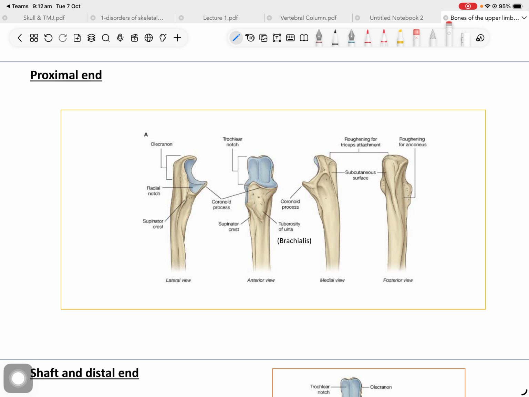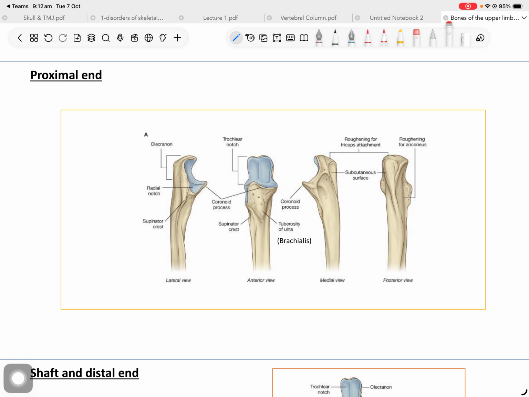Anteriorly, we said we have the coronoid process, which comes inside the coronoid fossa when we do flexion at the elbow joint. And in between here, I have the trochlear notch to articulate with the trochlea of the humerus, okay? So I have here the trochlear notch. Here posteriorly, I have the olecranon process, and anteriorly here, I have the coronoid process.